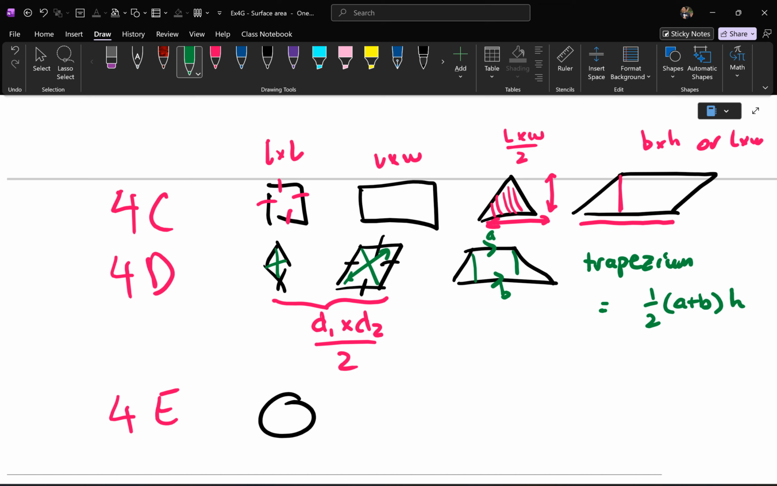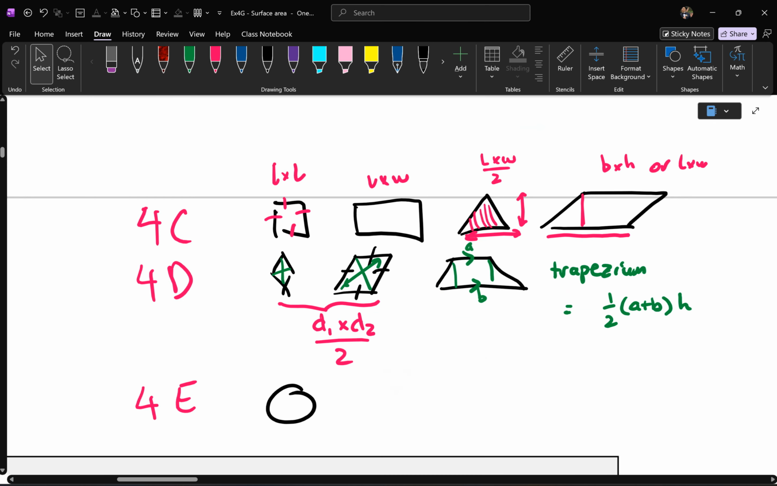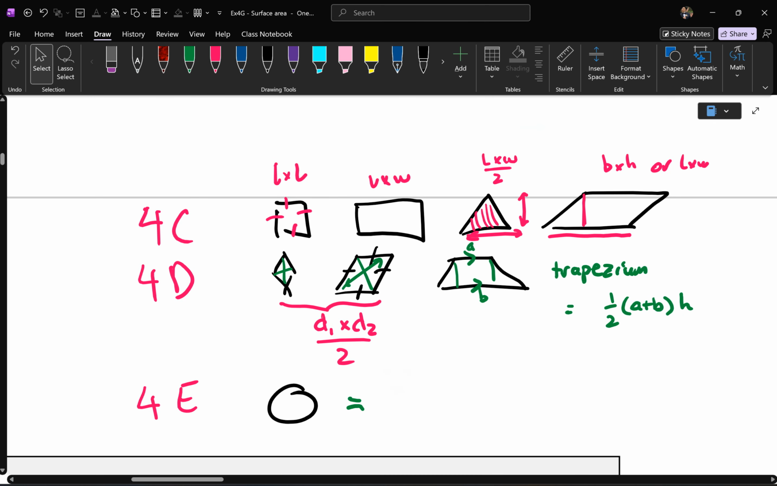But that's your 7. And then the one we finished off yesterday, circles. What's the formula for a circle again? Let's go with Tilly.